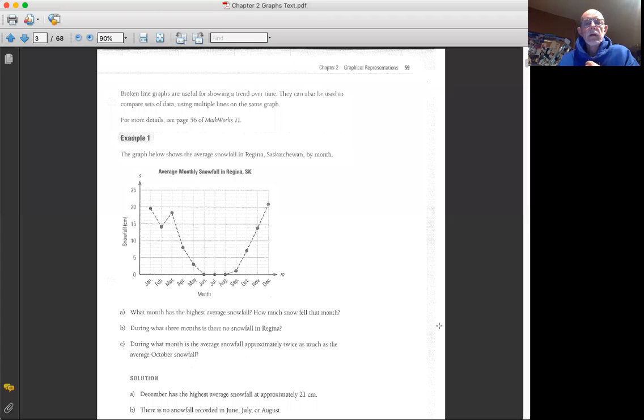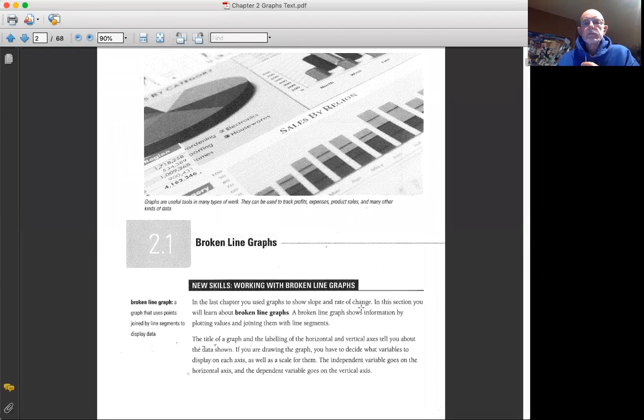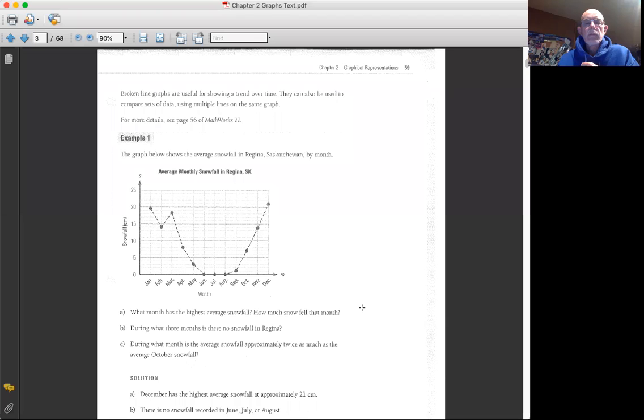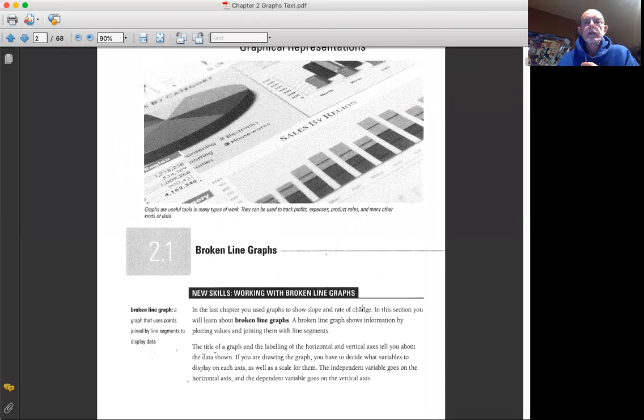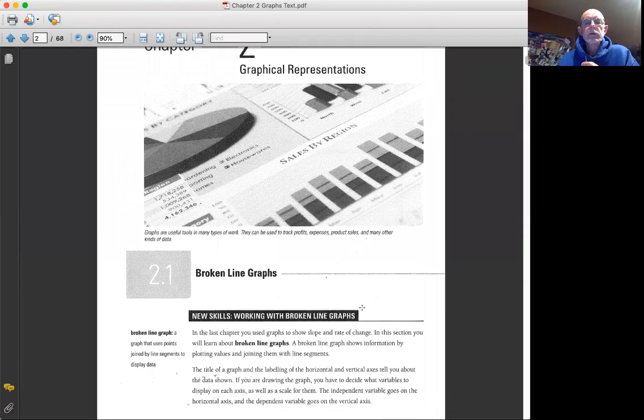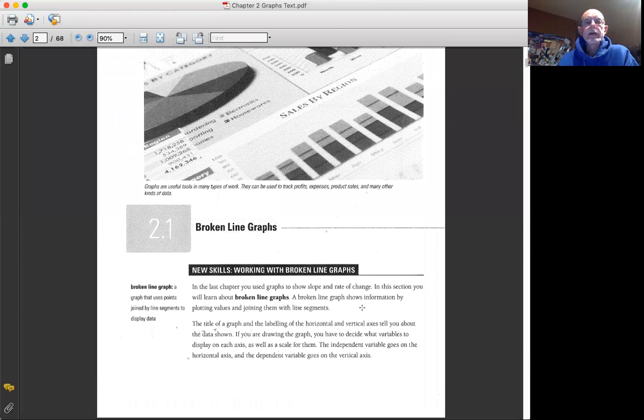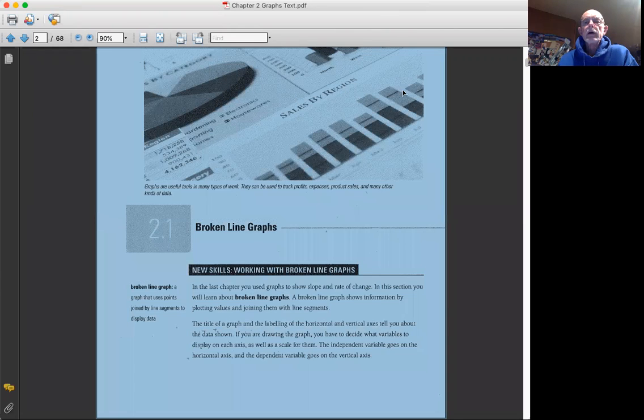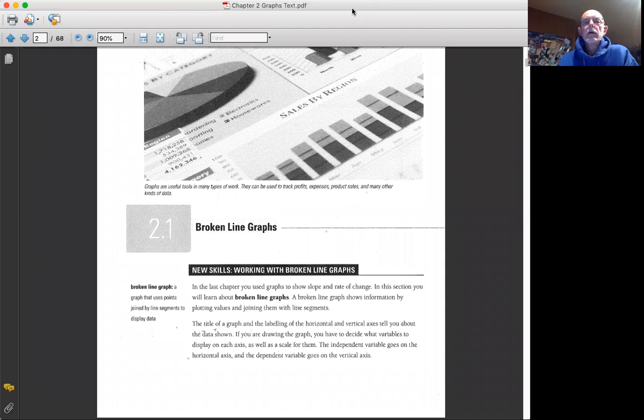We are on page, what's that? What page is that? 2.1, chapter 2. We're looking at broken line graphs today. And what I want to do, I hate that. There we go. Annotate, draw, screen. Yeah, green.